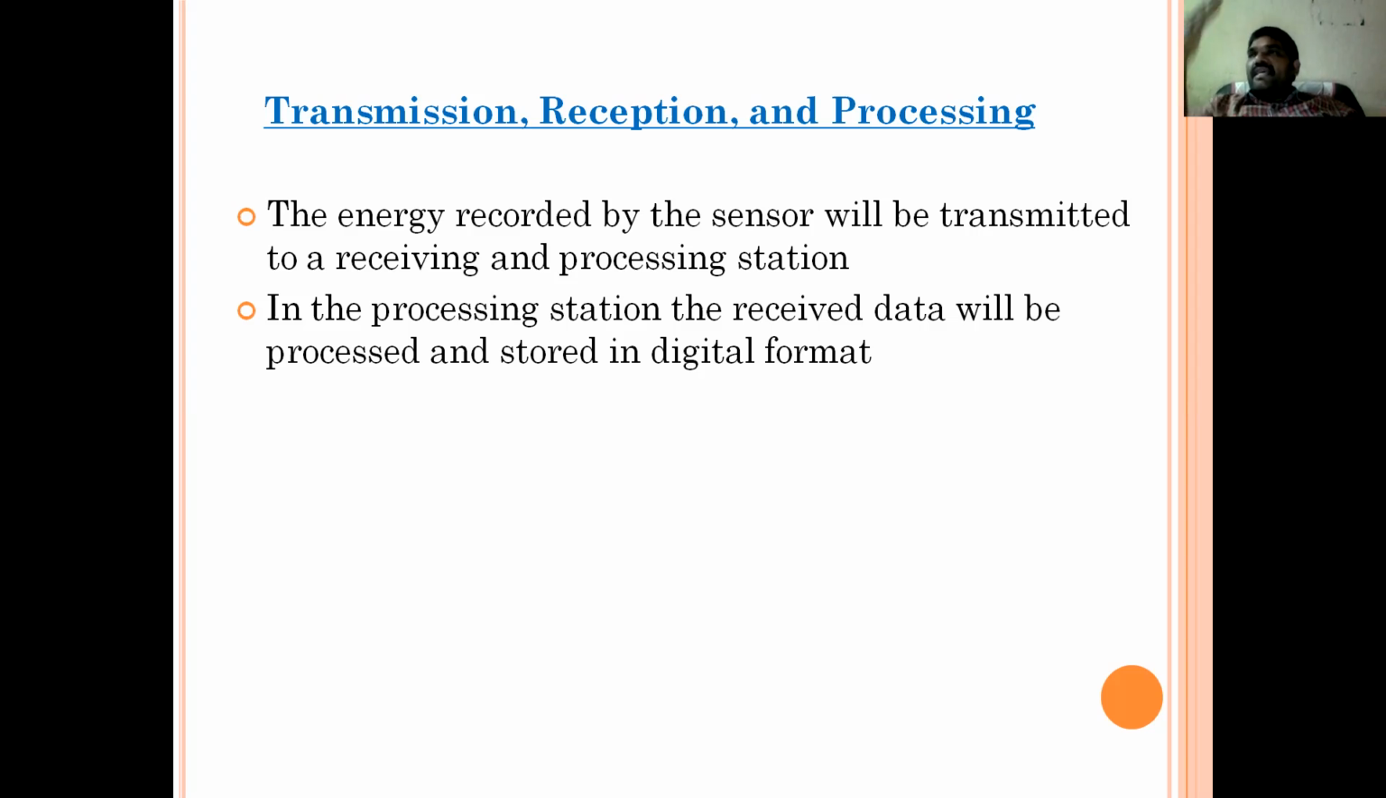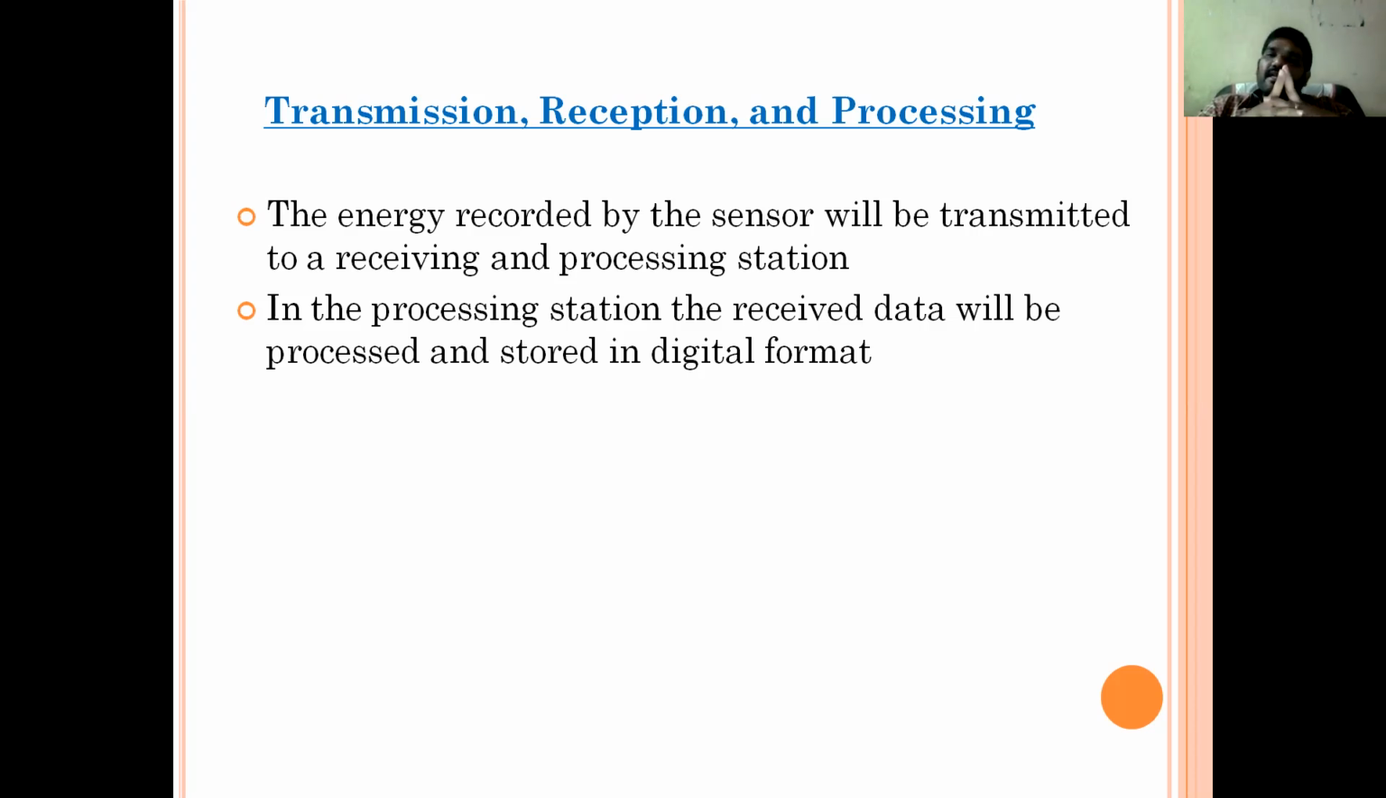In the same way, the remote sensing images are stored in the processing station. By applying GIS techniques, the digital coding will be decoded. That's why I said that the output of remote sensing is simply input to GIS.